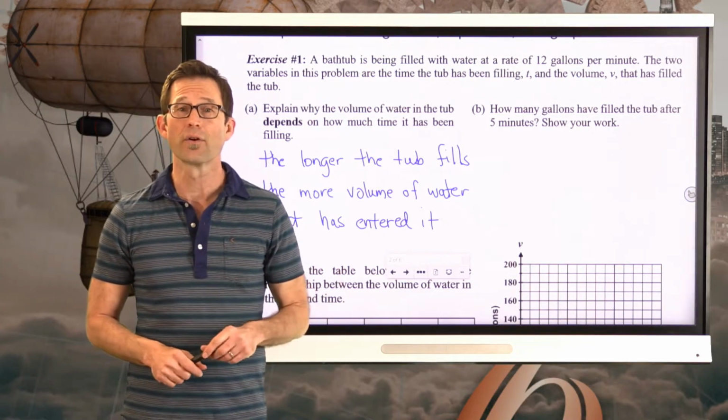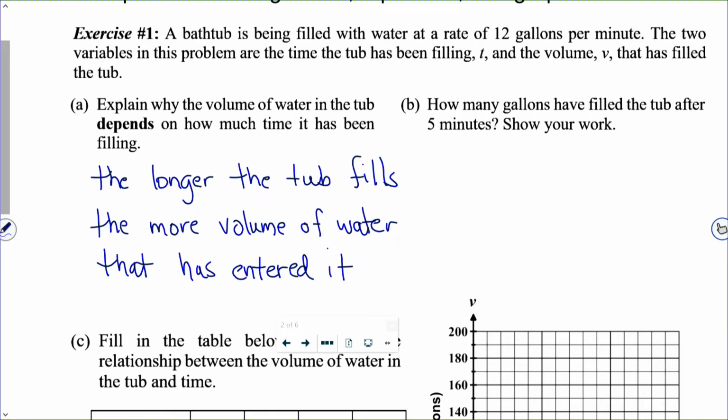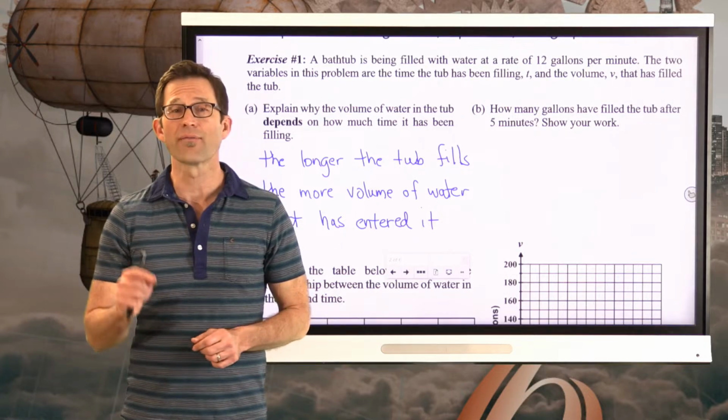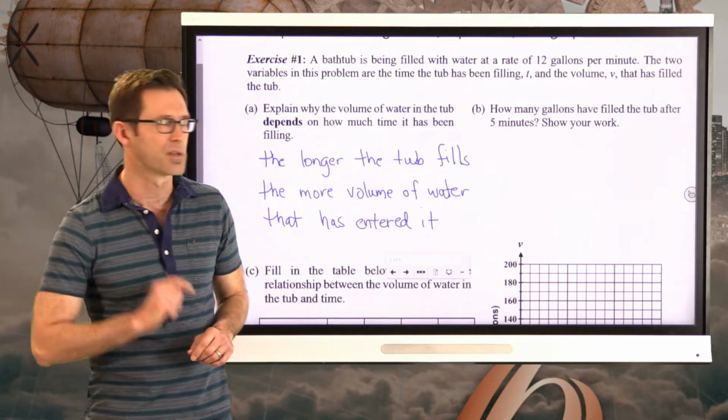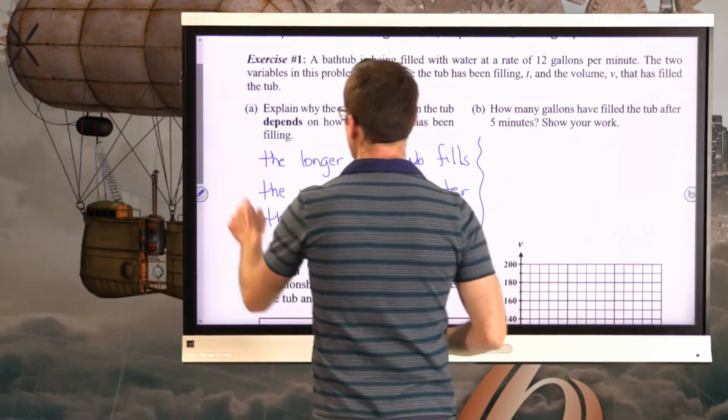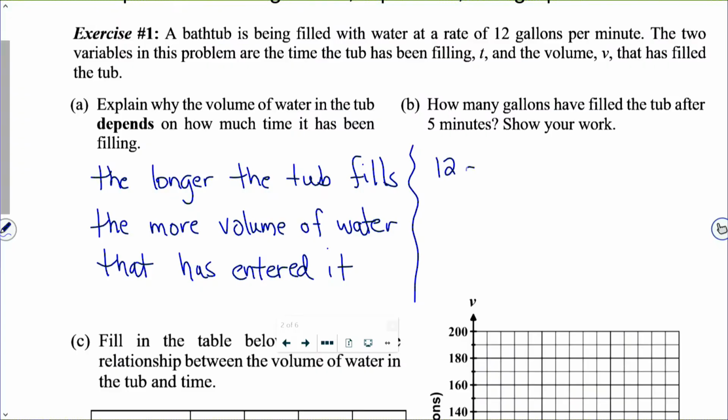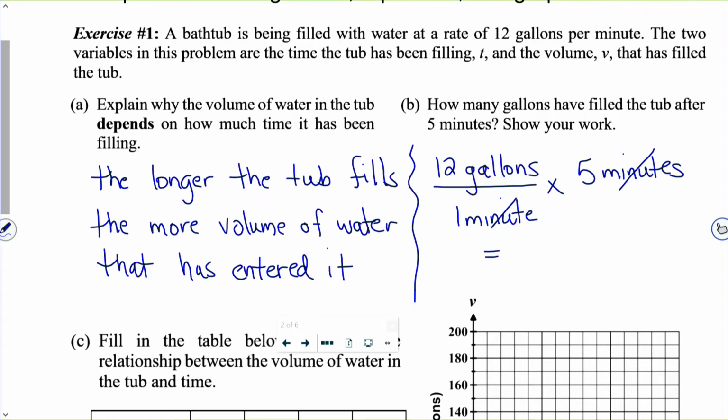And in fact, let's take a look at letter B. How many gallons have filled the tub after 5 minutes? Show your work. Well, again, this should be fairly obvious after everything that we've been doing with ratios, rates, and even what we did in the last lesson on unit conversions. Even though this isn't a unit conversion, really what we've got is a very similar thing. We've got 12 gallons per 1 minute. We're now going to multiply by 5 minutes. Notice how, again, those units just work out so well. And of course, you probably know that 12 times 5 is 60 gallons.